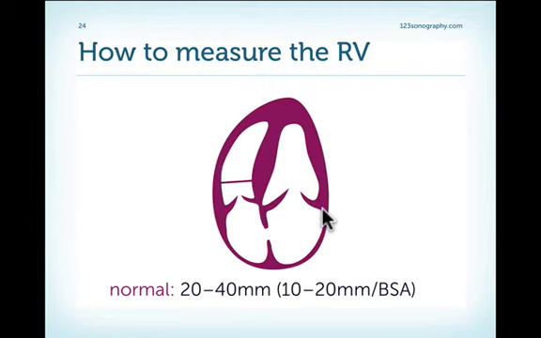How do we measure the right ventricle? As we have seen in the examples, it of course starts with eyeballing, and we compare the right ventricle with the left ventricle, and the left ventricle should in the four-chamber view normally be larger than the right ventricle. By measurement in a normal-sized patient, we would expect that the diameter of the right ventricle, measured somewhere between the basal and the mid third of the ventricle, is between 20 and 40 millimeters.